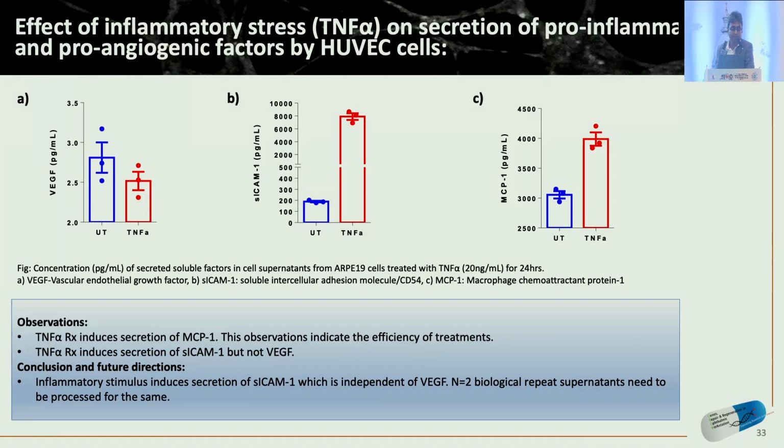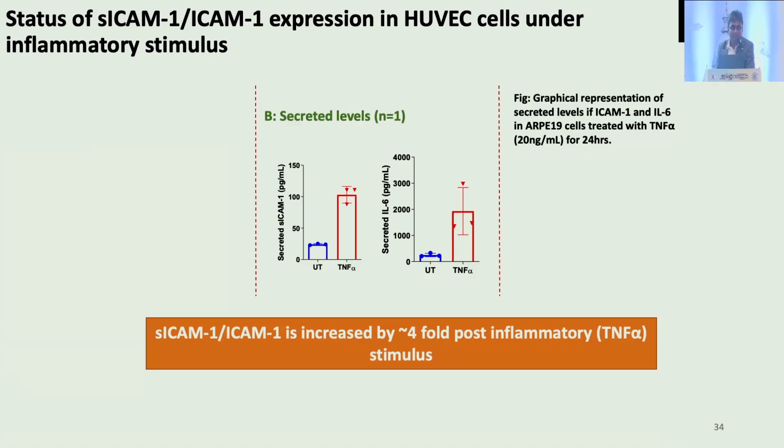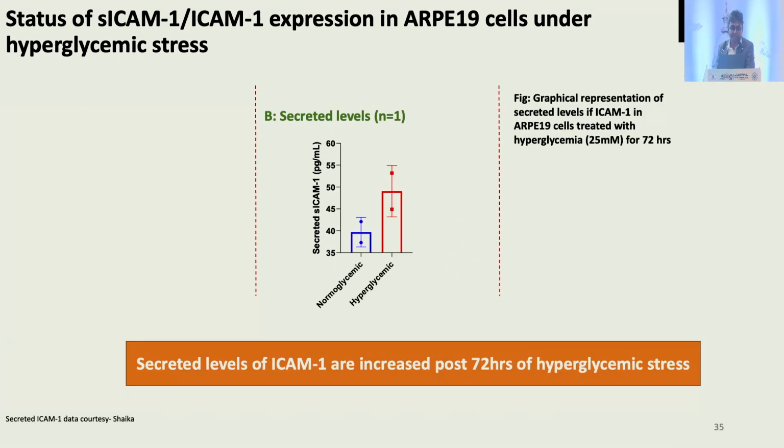When you subject these RPE cell lines or HUVEC cell lines to inflammatory stimulus like TNF alpha, especially the ICAM goes high, whereas the VEGF remains low. So it definitely means that there is an alternate pathway that is responsible for diabetic retinopathy and diabetic macular edema. This is again a similar kind of thing wherein if you have increased TNF alpha, you can see fourfold inflammatory stimulus in these conditions.